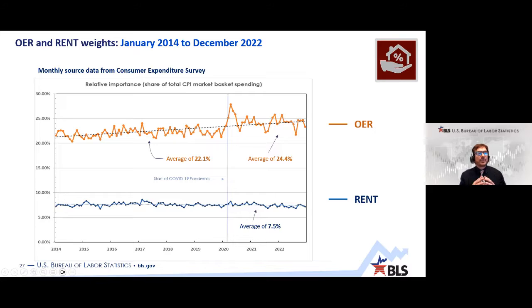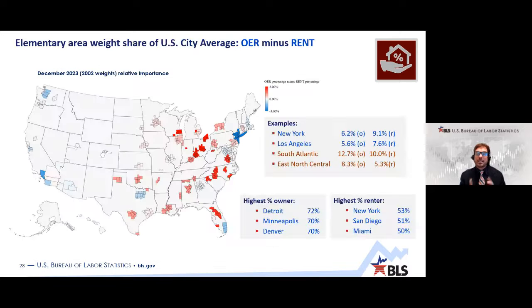But it's not necessarily these national averages that matter. It's the relative weight of OER versus rent in each of our component cities that can contribute to the OER minus rent US city average divergence. So let's take a look at that. What I'm showing here is a heat map of the 75 cities in our sample. And it's the difference: the weight that each of these areas has in OER minus the weight that each of these areas carries for rent.